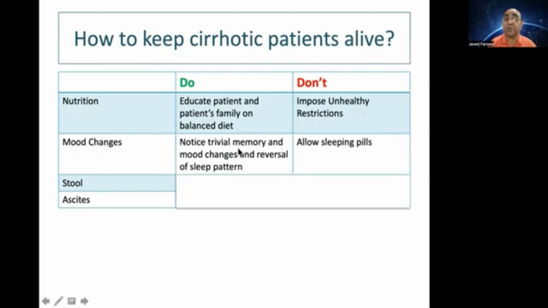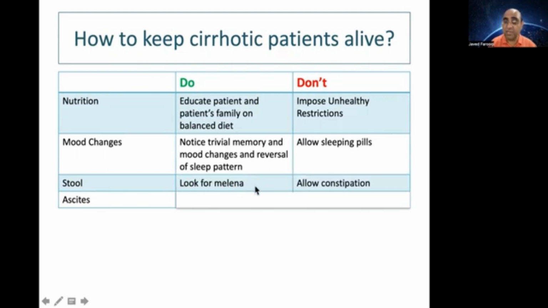Mood changes are very important. You notice if the patient has trivial memory and mood changes and reversal of the sleep pattern. What they do, they sometimes get confused in performing the namaz rakats, or the days, or sometimes disorientation. This is the occult hepatic encephalopathy or minimal hepatic encephalopathy, and you should be very vigilant in these. And please do not allow sleeping pills, as I have already said.